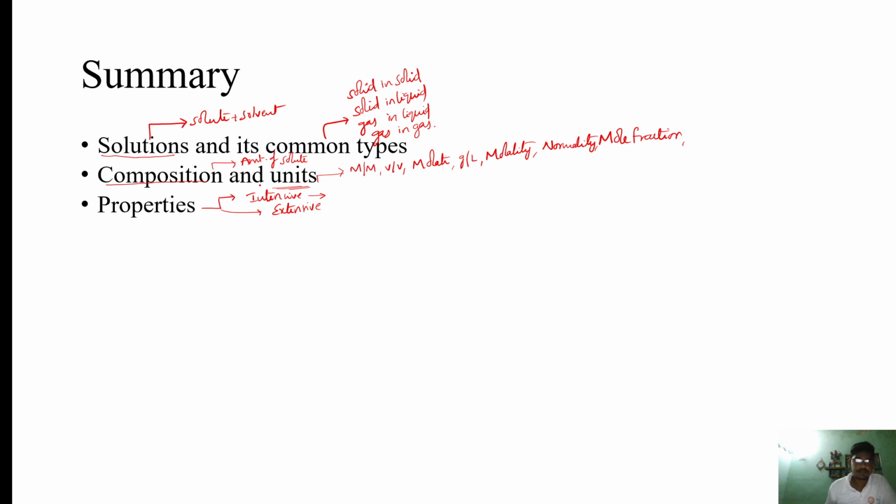The properties which do not depend upon the mass of the solution are intensive properties, and those that depend upon the mass of the solution are extensive properties. To give you examples, the intensive properties are like temperature, density and concentration, etc. Whereas extensive properties, to give you examples, are like volume, number of moles, all those properties.